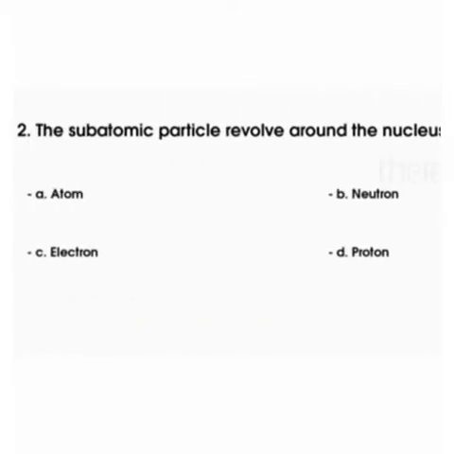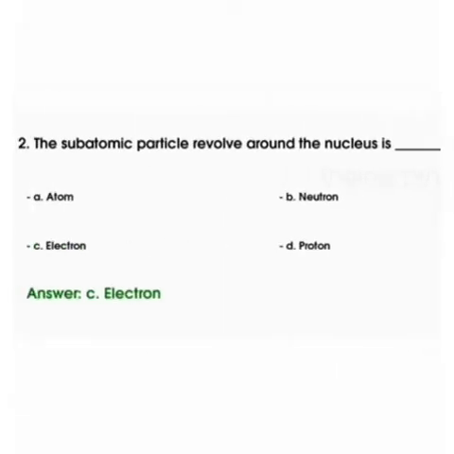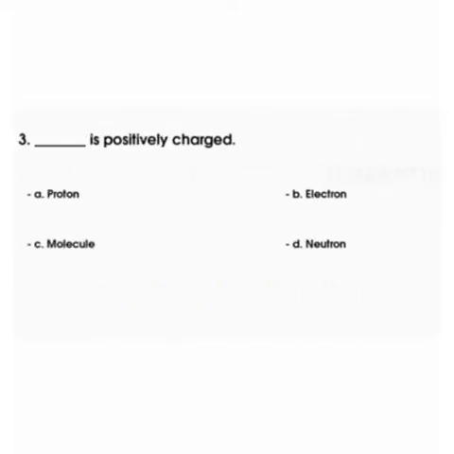The second one: the subatomic particles revolve around the nucleus. The options are A. Atom, B. Neutron, C. Electron and D. Proton. The answer is C. Electron.